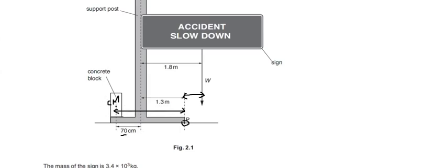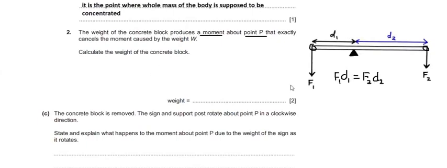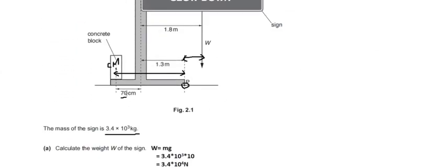And we need to find out the mass of this concrete block, so we will apply the principle of moment. I will copy this equation directly over here. This is F1 d1 is equal to F2 d2, where F1 is the weight of the concrete block, and we need to find out the weight directly, and d1 is the distance of that concrete block from point P. This is 70 centimeter plus 1.3 meter. 70 centimeter is 0.7 meter and this is 1.3 meters, so this is the total distance.